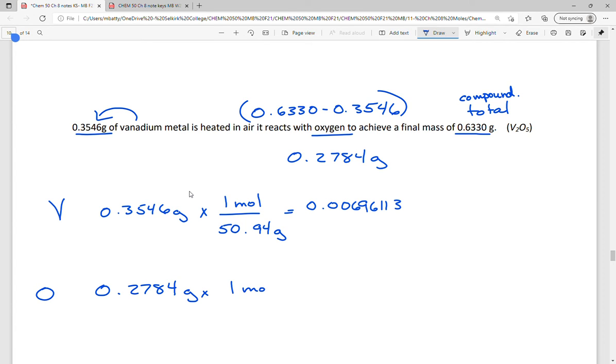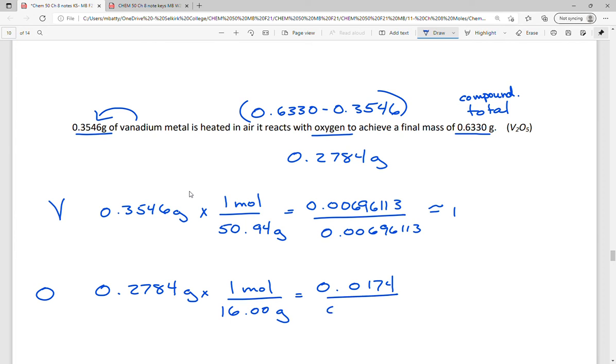Figuring out how many moles it is off the periodic table. This one works out to 0.0174. Tiny, tiny numbers. I'm going to divide them both by the smallest. Obviously, this one works out to about 1. This one, when I divide it out, works out to, on my calculator, 2.49959. So what that is as a fraction, and sometimes this helps to make it a fraction, it's 2.5, right?